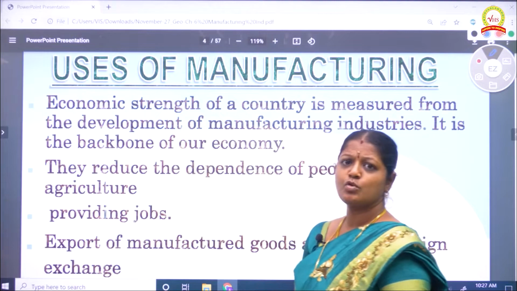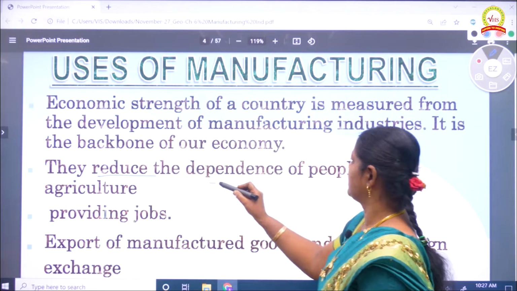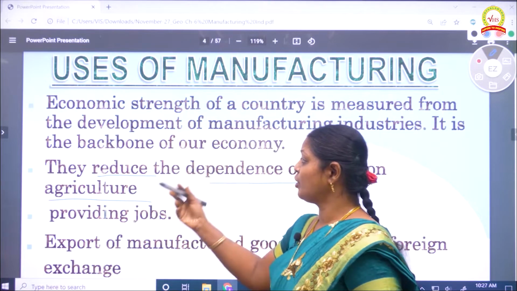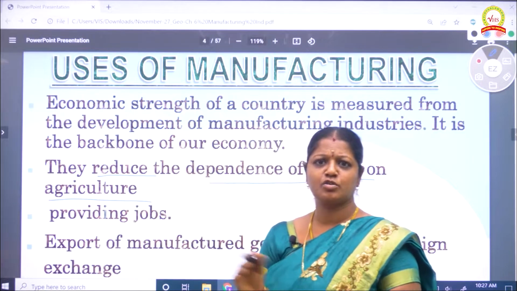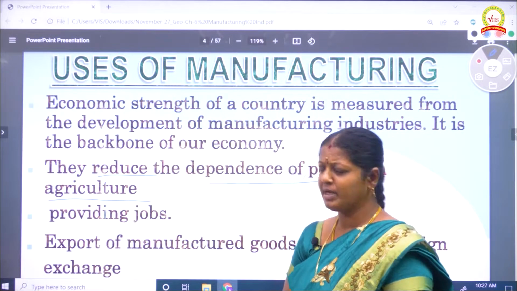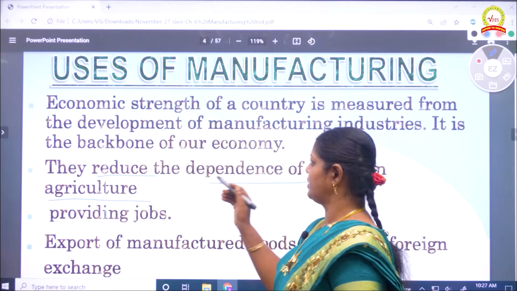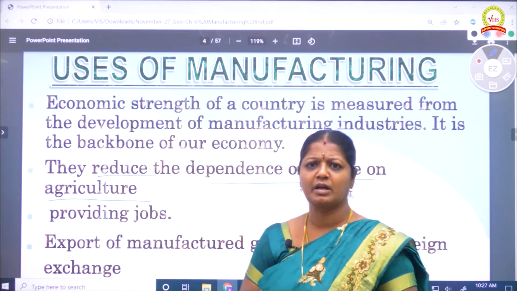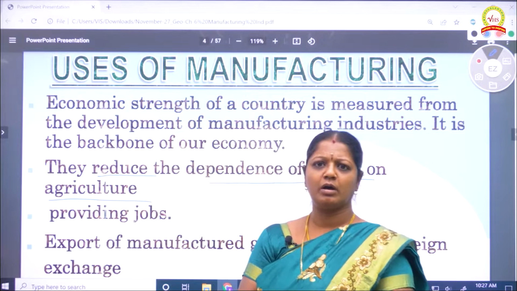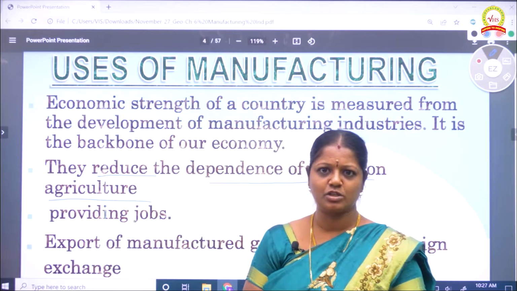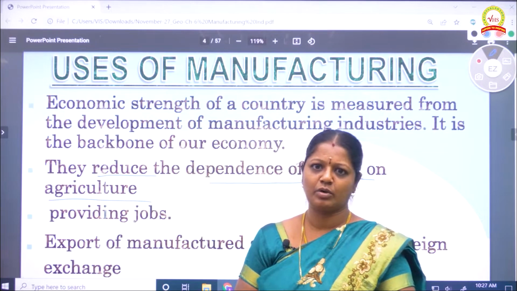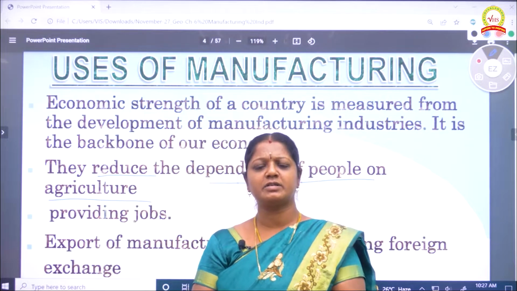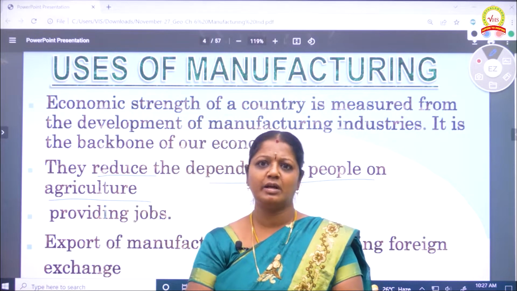Next, what are the uses of manufacturing? They reduce the dependence of people on agriculture. As I told you, agriculture is a primary activity, and it is called the backbone of our economy. Manufacturing industries go side by side with agriculture because they reduce the dependence of people on agriculture, because you know that in India 50 percent of our people are engaged in agriculture. India is an agricultural country. So what happens now? Many people are dependent on agriculture, and you know that the agriculture sector is a seasonal employment sector.